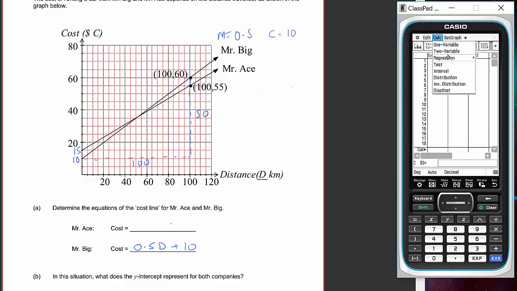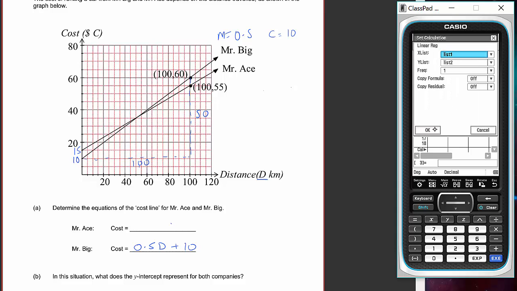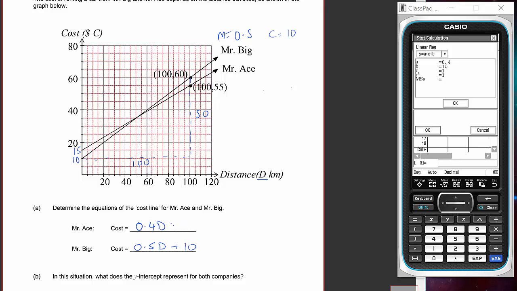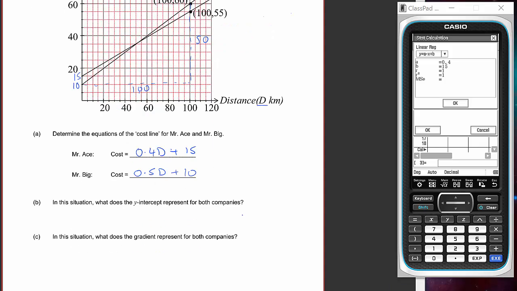Then I can go to Calc, Regression, Linear Regression, click OK, and I can see the gradient is 0.4, the intercept is 15, so that's 0.4d plus 15. In this situation, what does the y-intercept represent for both companies? So that's the cost of hiring if no distance travelled, or words to that effect. What does the gradient represent? That is the cost per kilometre travelled.